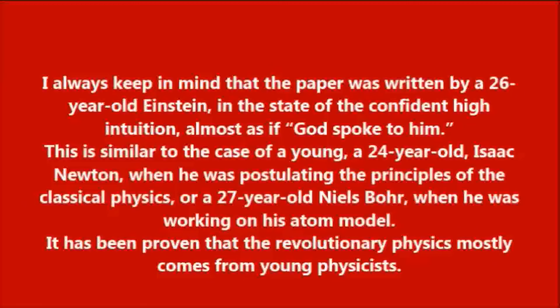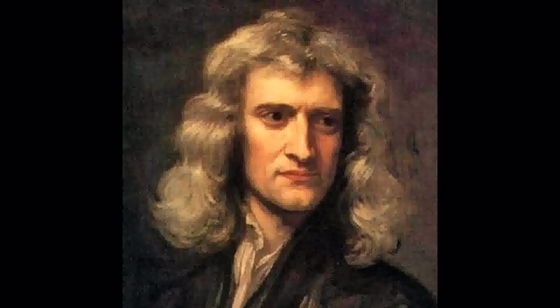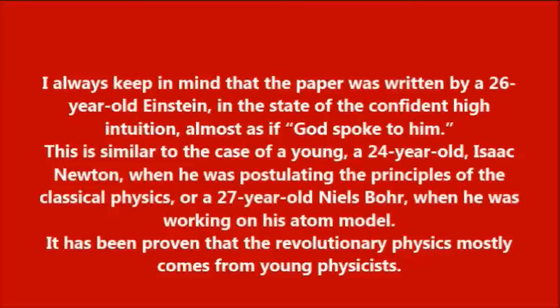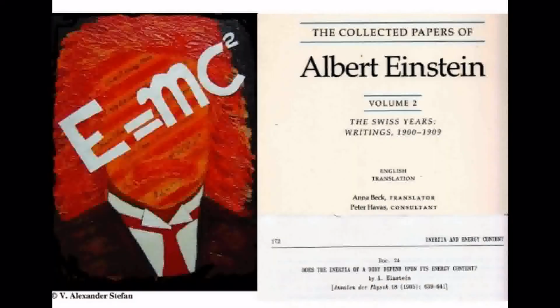This is similar to the case of a young 24-year-old Isaac Newton when he was postulating the principles of classical physics, or a 27-year-old Niels Bohr when he was working on his atom model. It has been proven that revolutionary physics mostly comes from young physicists.